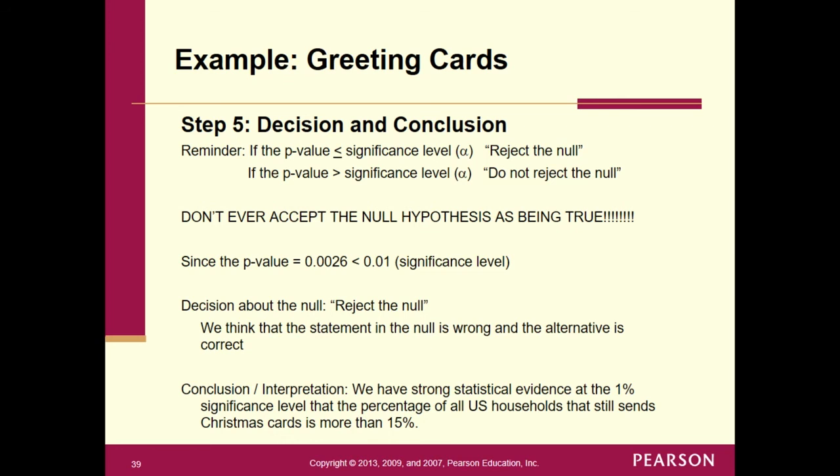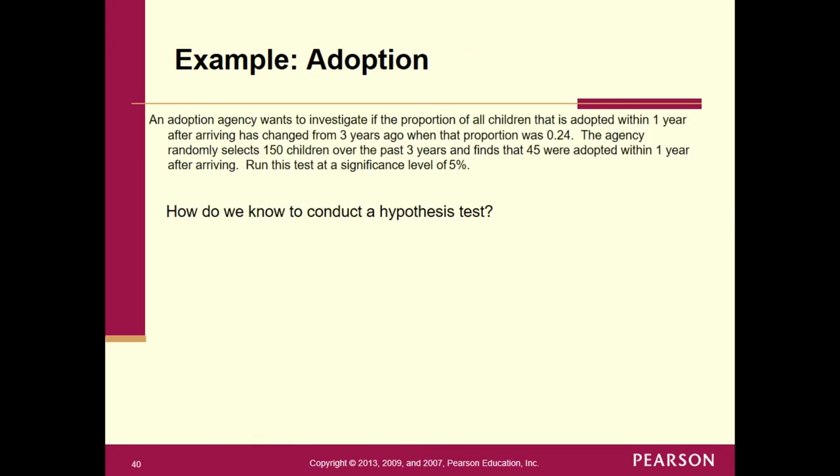All right. One more, because we'll do a two-tailed test now. So an adoption agency wants to investigate if the proportion of all children that are adopted within 1 year after arriving has changed, tells us two-tailed, from 3 years ago when that proportion was 0.24. The agency randomly selects 150 children over the past 3 years and finds 45 were adopted within 1 year. Run this test at a significance level of 5%.